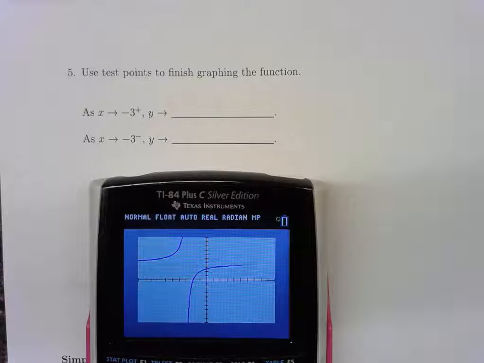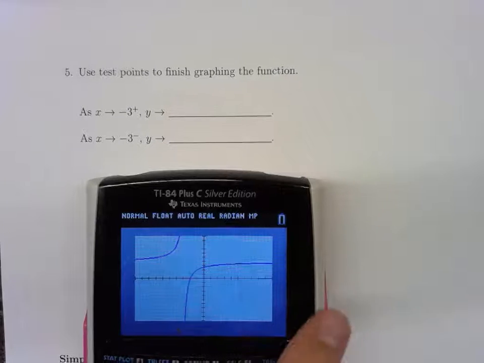So this is a rational function. Most rational functions look like this. There's normally 2, 3, even 4 pieces of a rational function. So you have 2 pieces here.